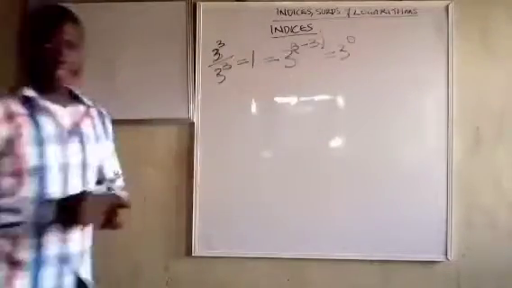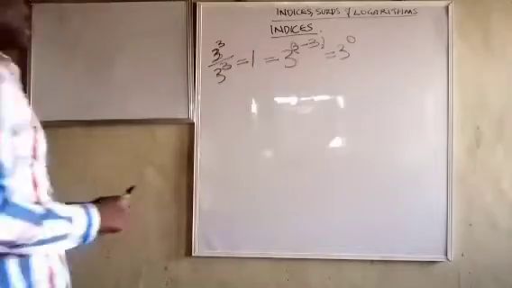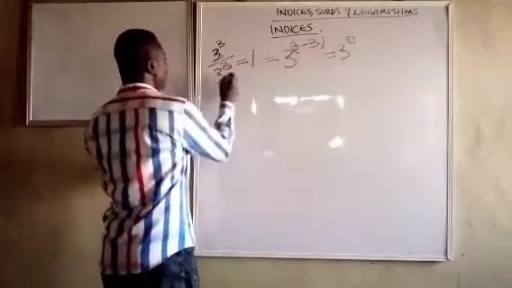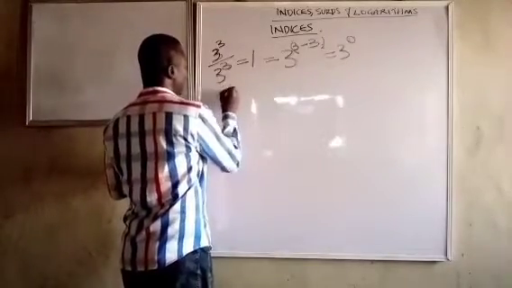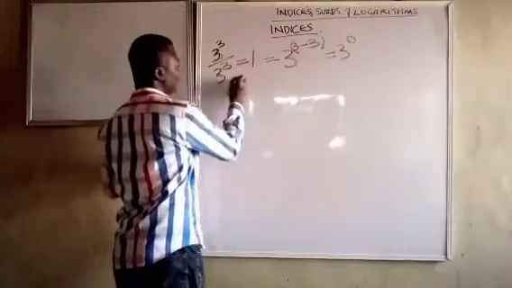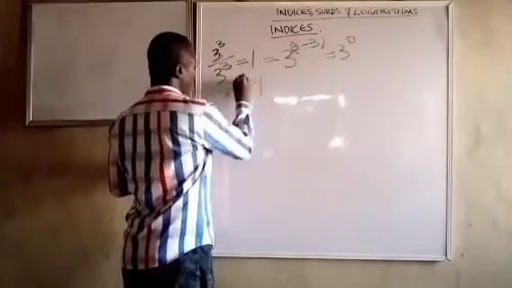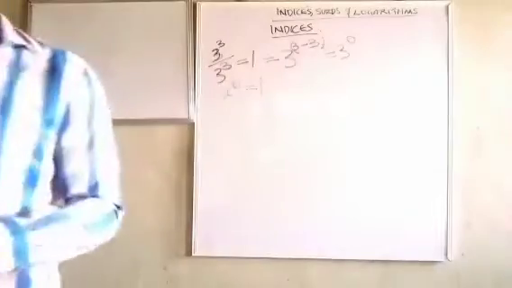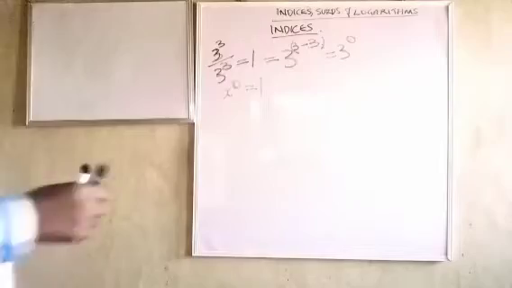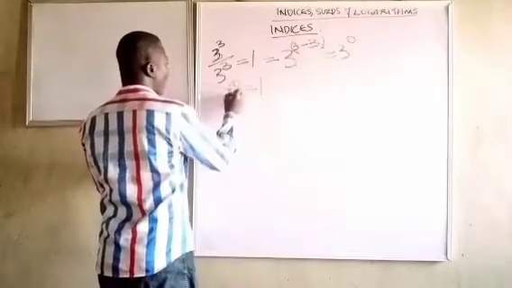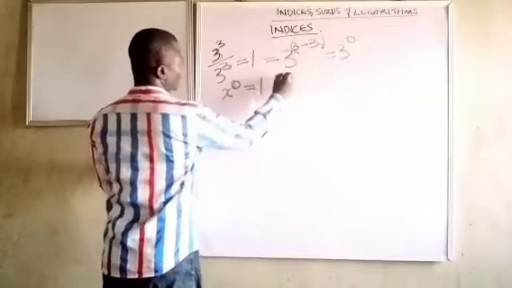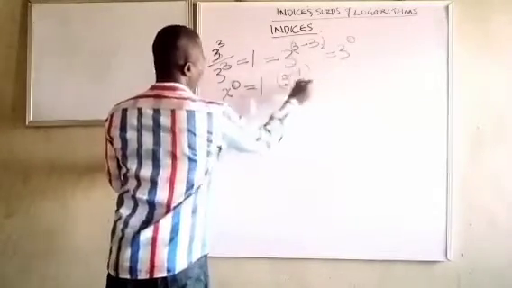So what we are saying in essence is this: any number raised to power 0 is equal to 1. That is, x raised to power 0 is equal to 1. So let's make this one the third one. The third one.